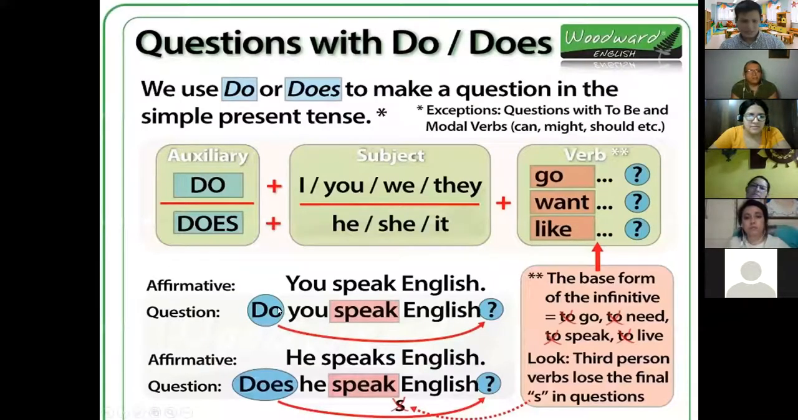I'm going to be back. Voy a regresar. Acá, usted puede agregar una WH word sin quitar el auxiliar. Solo pone, why do you speak English? Why?